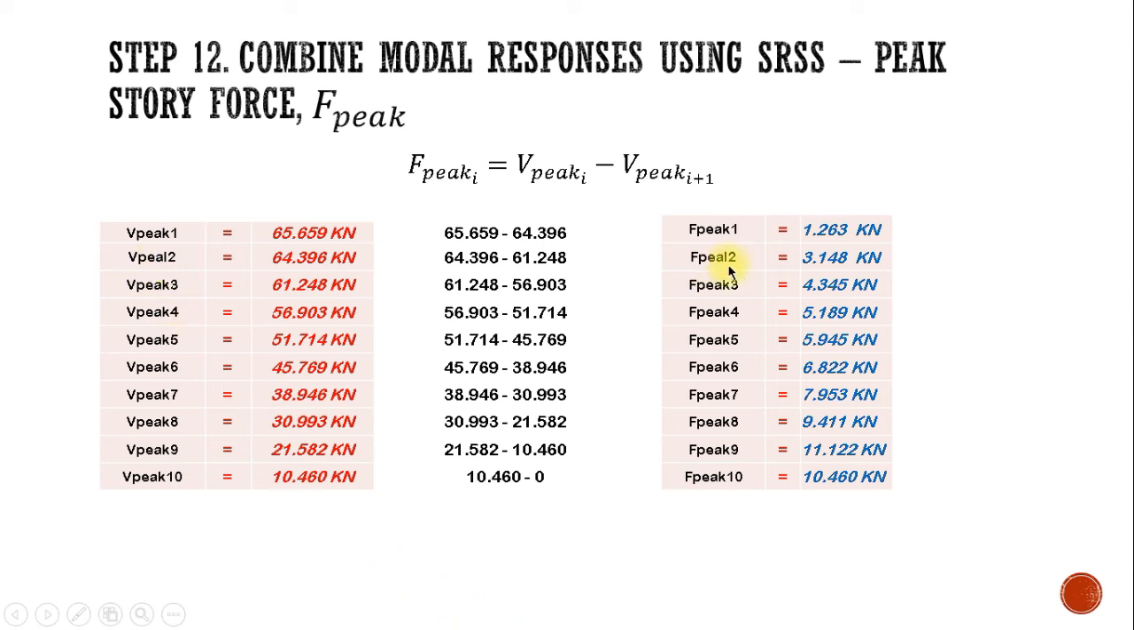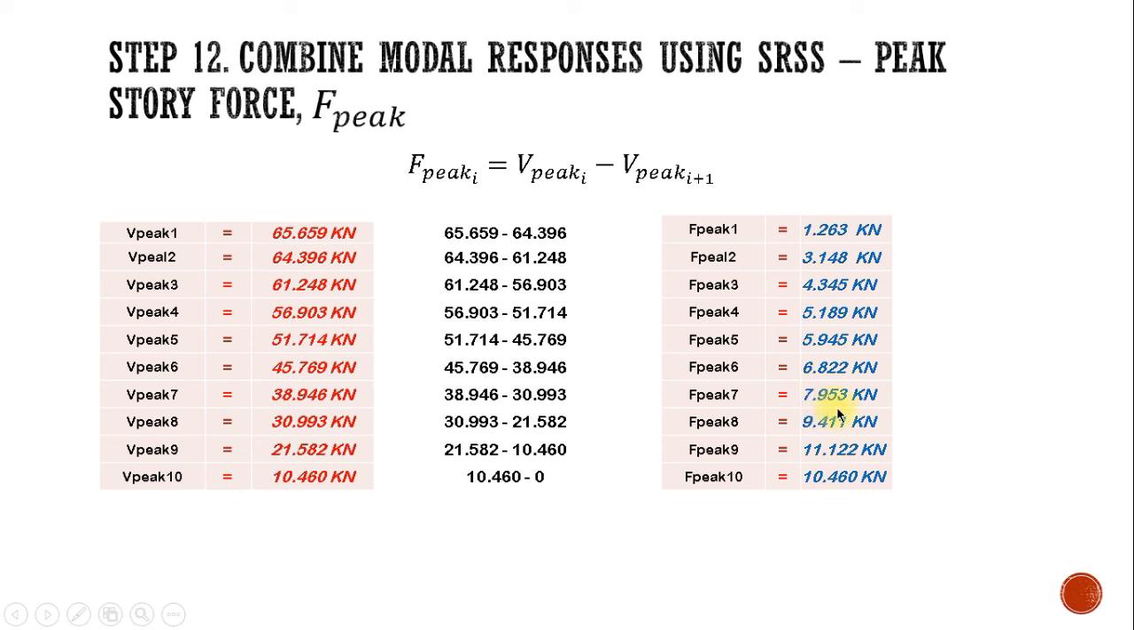And for the peak story forces in second floor, so 3.48 kilonewton. So for third floor, meron tayong 4.345 kilonewton. For fourth floor, meron tayong 5.110 kilonewton as a result of this subtraction. For fifth floor, meron tayong 5.945 kilonewton. For sixth floor, 5.822 kilonewton.